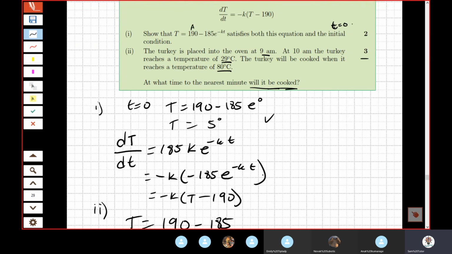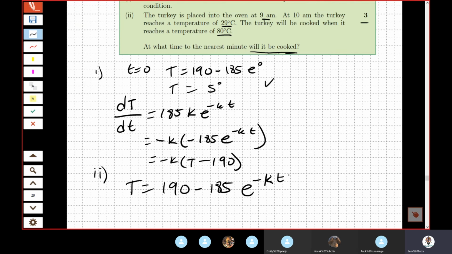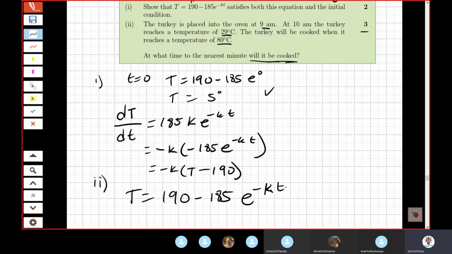I think we get that. What letter do I have to solve for first? K. K, that's the logic, always. K first. So the first thing you've got to do is get rid of time and get rid of temperature.